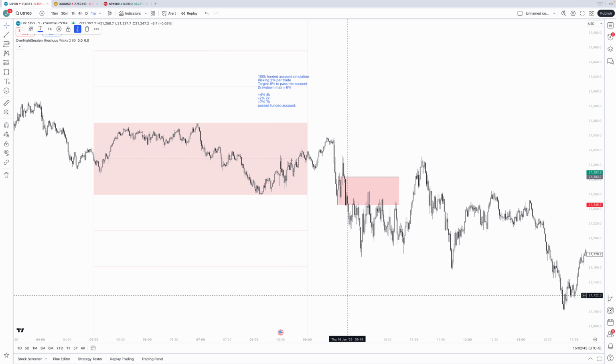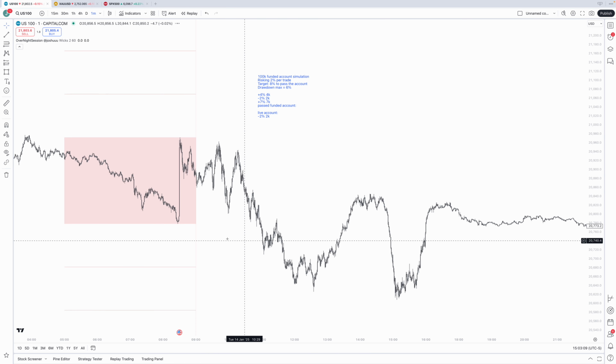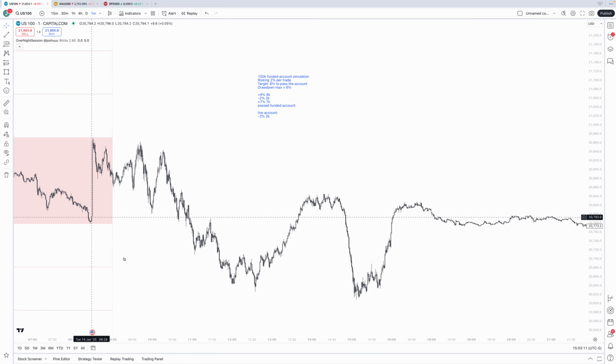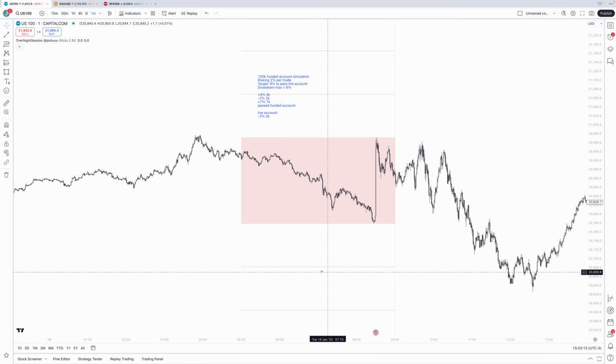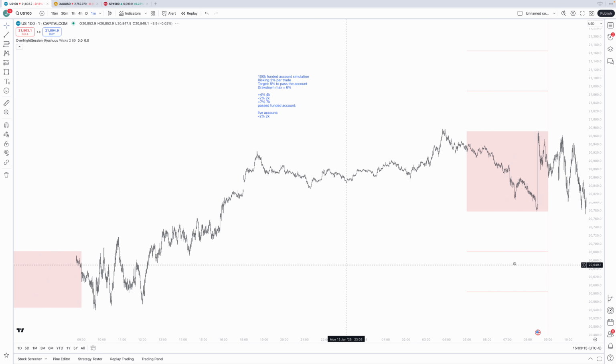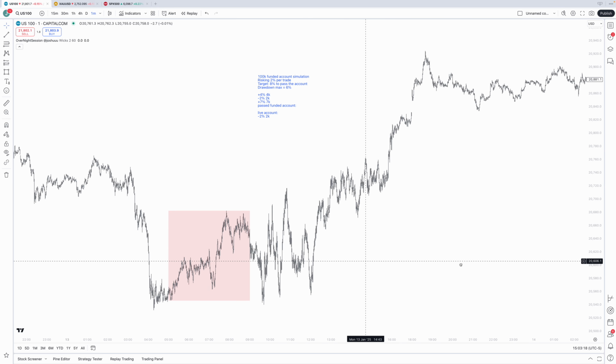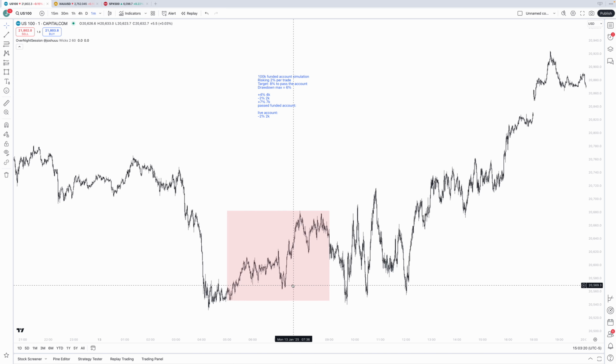Let's go back to the previous day. Okay. This we don't trade because of news. Let's go back to the day before. Now let's look here. So on this day, oh wait, there was news. We don't trade that either. That's why you should not trade news, because it messes the market up a lot. So this is perfect right here. This is a perfect play.